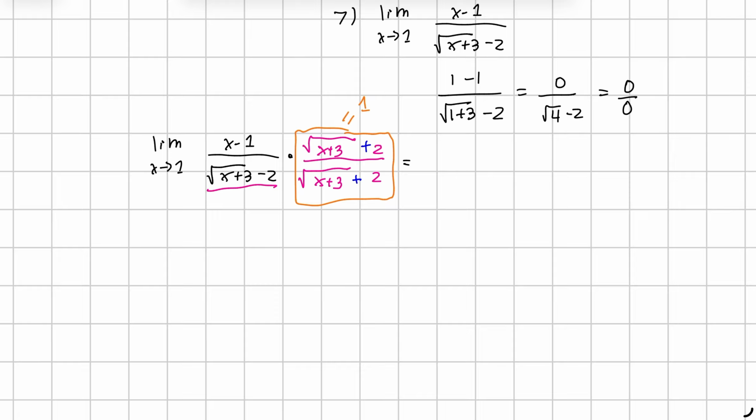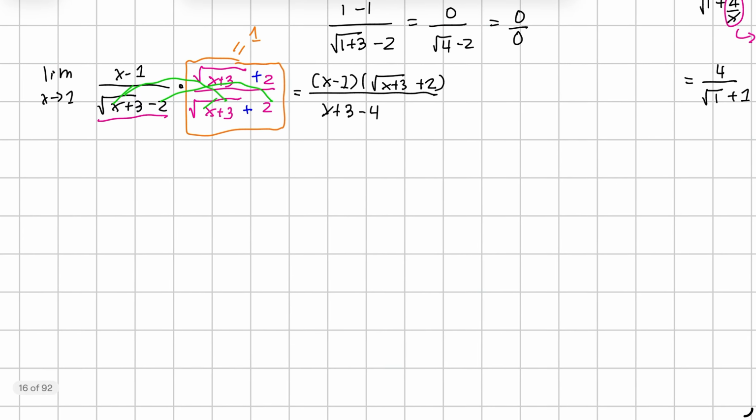So our next step is now up here we just have x minus 1. We're just going to keep it root x plus 3 plus 2. And then in the denominator, let's see here, we have this multiplied by this. That's going to cancel out the root. And after that, we just have negative 2 times positive 2, which is going to give us negative 4. So we get x plus 3 minus 4.